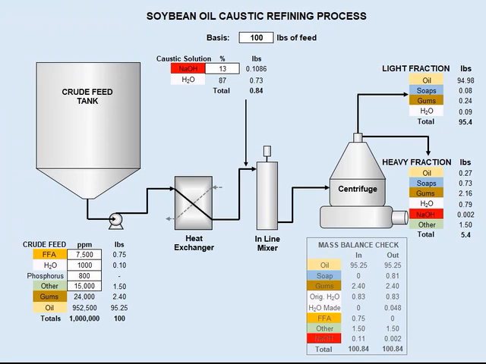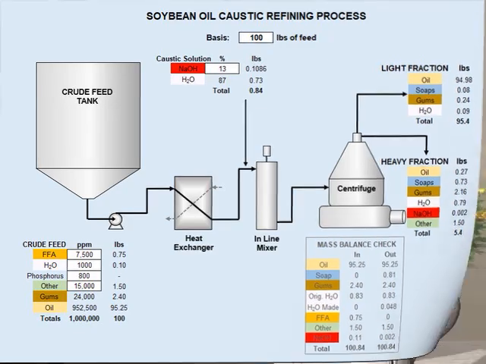This is what the final mass balance looks like. It's based on 100 pounds of crude feed. The crude feed and caustic solution input streams consist of the components as specified earlier. The free fatty acids, or FFA, are converted to soaps according to molecular ratios in the reaction equation. And, as specified previously, 90% of the soaps, gums, and water go out in the heavy phase, and the remaining 10% go out in the light phase. The heavy fraction also includes excess unreacted caustic and other polar impurities that were present in the crude feed.